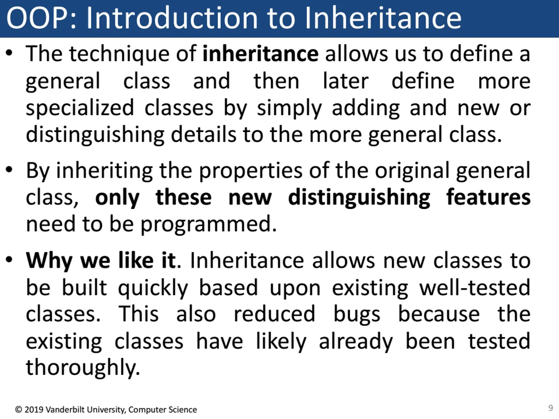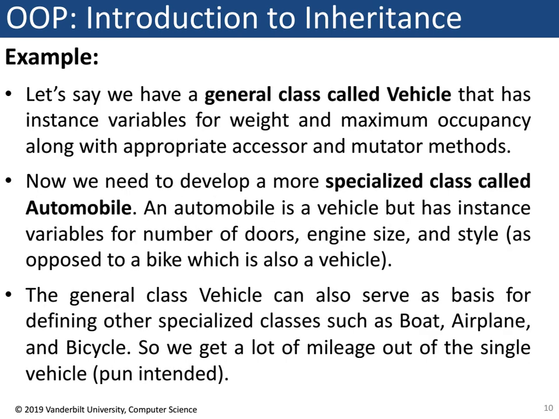So the nice thing about this is once we've programmed and defined our more general class, only the new distinguishing features for a more specialized class need to be defined. This is an important idea in computer science because it allows us to quickly build new classes and base them on existing well-developed and debugged classes. Therefore, we can reduce development time and the time required to test and debug the new class. Let's talk through a simple example.